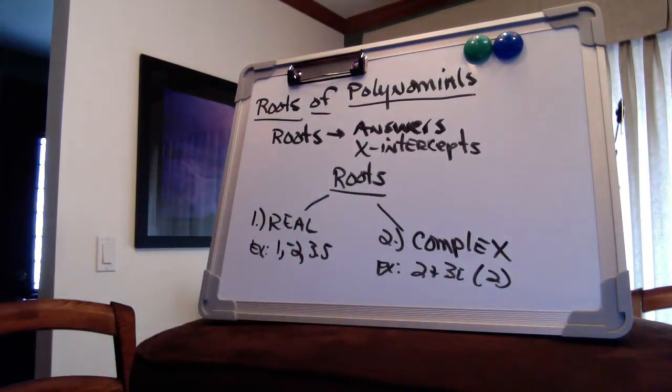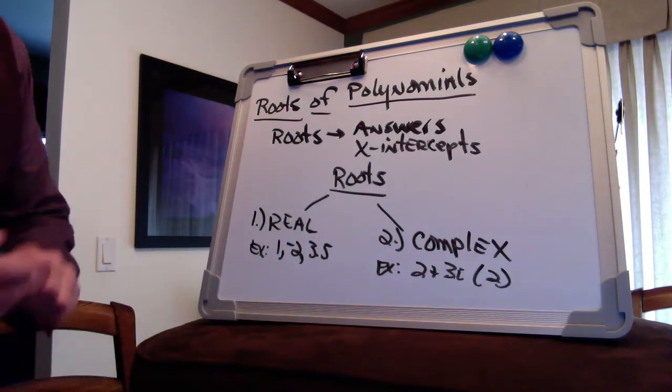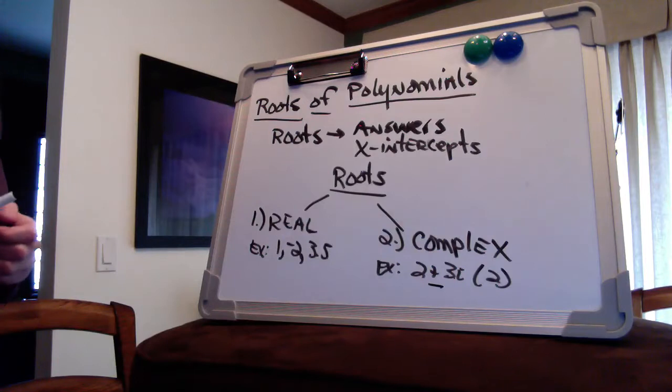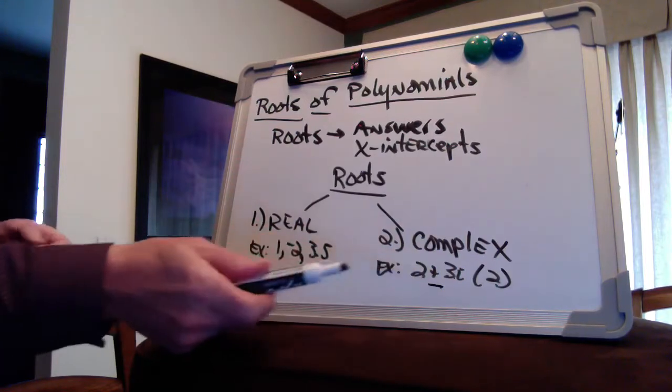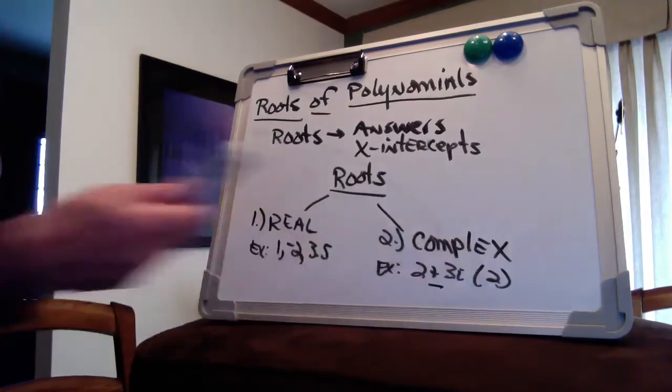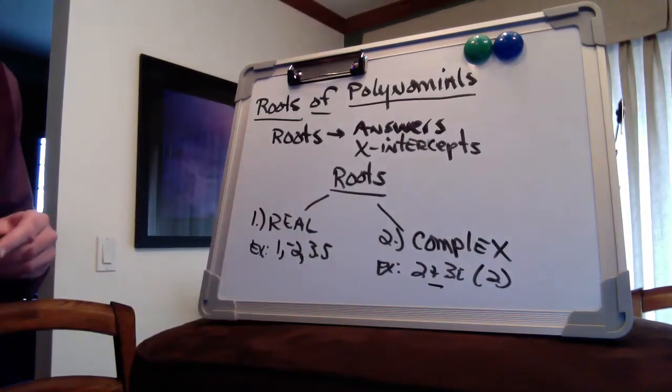So the complex, I forgot a sign here. You have 2 plus or minus 3i, so the plus or minus implies that there are always going to be two complex roots. They always come together. There's always two of them.